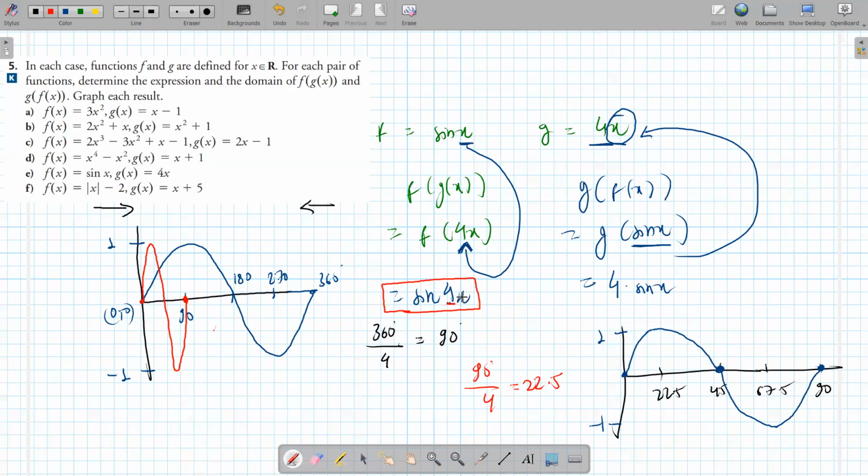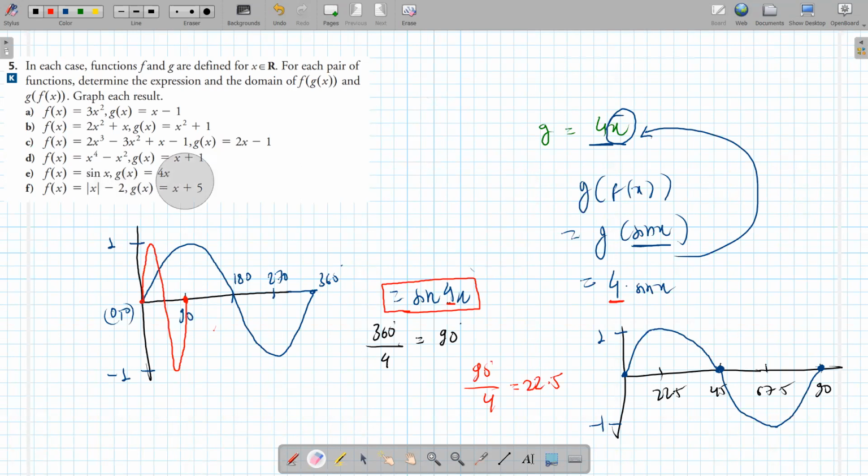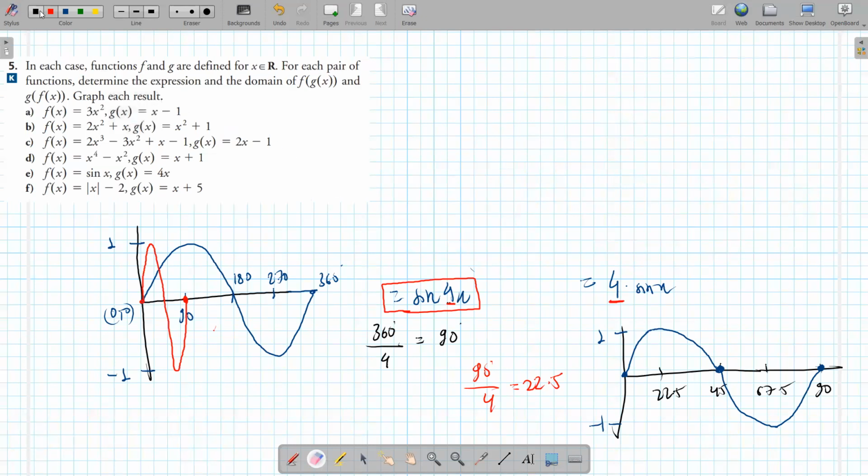If this number is inside the function, it's going to affect it horizontally. It's going to move it left, right, or it's going to shrink it left or right. The 4, because it's being multiplied, it's going to shrink it. Now, if you compare this with this 4, is this on the outside or on the inside? The outside. Is that going to affect the x or the y? If it's on the outside, inside is x, outside is y. So it's not going to move it, it's going to stretch it up in this direction, up and down.